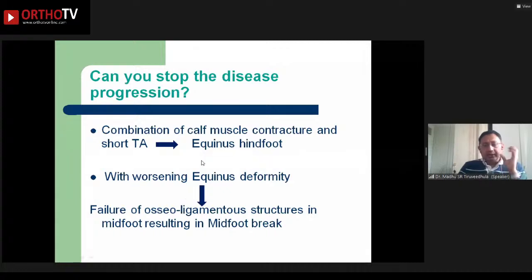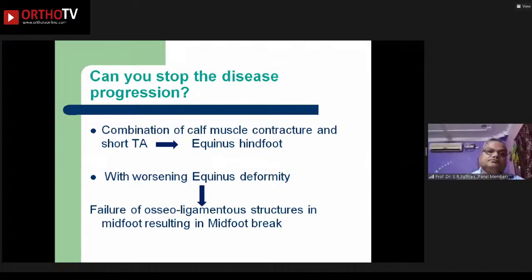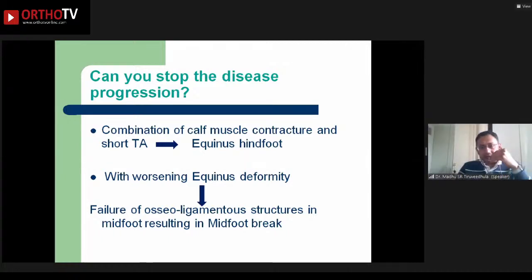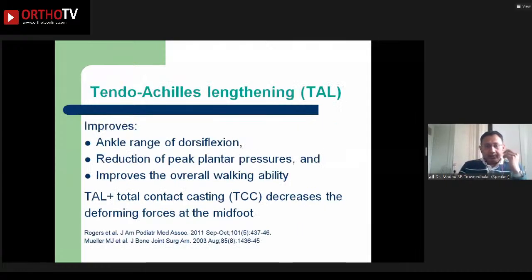So we notice that the equinus deformity from the tightness of the calf muscle and tendo Achilles causes equinus hindfoot, and equinus hindfoot with the counterbalance of the ground reaction force of the forefoot causes failure of the osseous ligamentous structures in the midfoot, resulting in midfoot break. So again, looking at the literature, various people have talked about tendo Achilles lengthening in patients with midfoot Charcot.